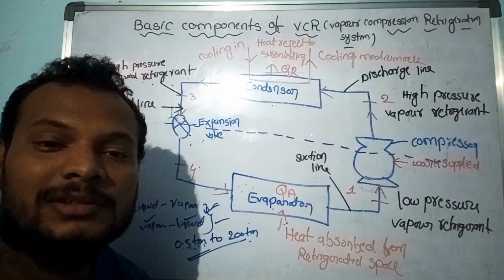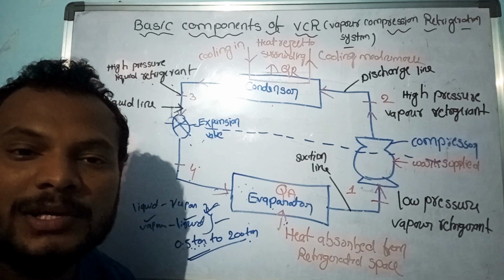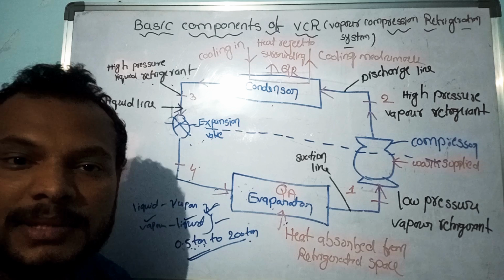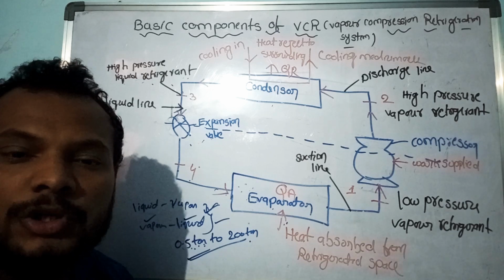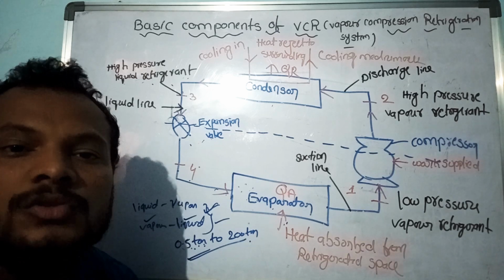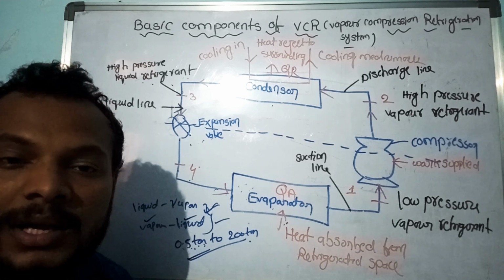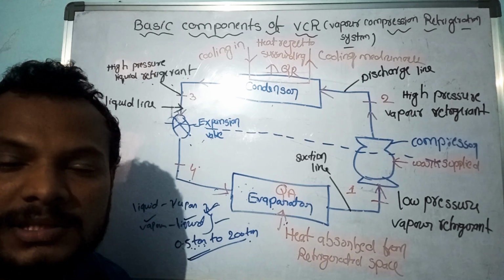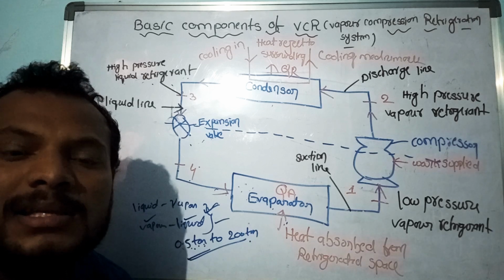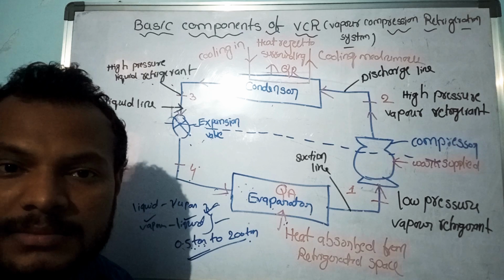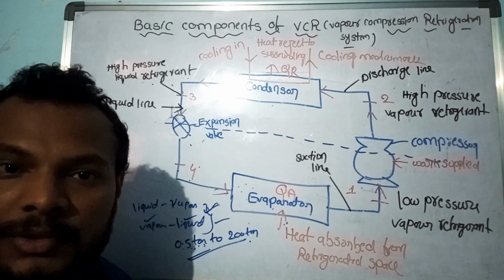Hello guys, now we are discussing the basic components of the vapor compression refrigeration system. In the vapor compression refrigeration system, the refrigerant is compressed in the compressor, so the system is called a vapor compression refrigeration system. The refrigerant changes phase in each cycle, either liquid to vapor or vapor to liquid.